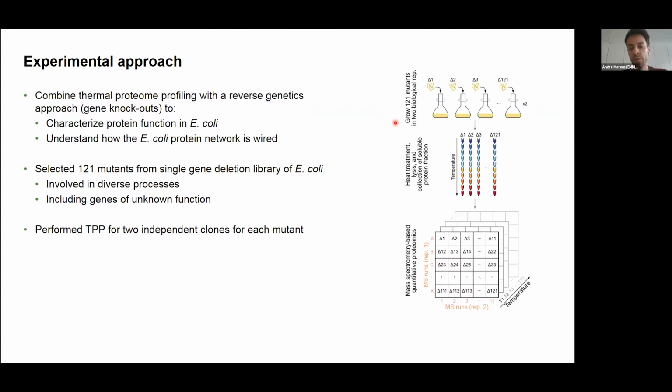Now, we took 2 independent clones of each one of these 121 knockouts. We grew the cells to exponential phase, and then we do our TPP protocol, which consists basically of heating the cells for a very short period of time just to induce protein denaturation. We lyse the cells and collect the soluble protein fraction at every temperature. Then we take these thousands of samples, and we use mass spec-based quantitative proteomics to quantify the levels of soluble fraction in each one of these samples.